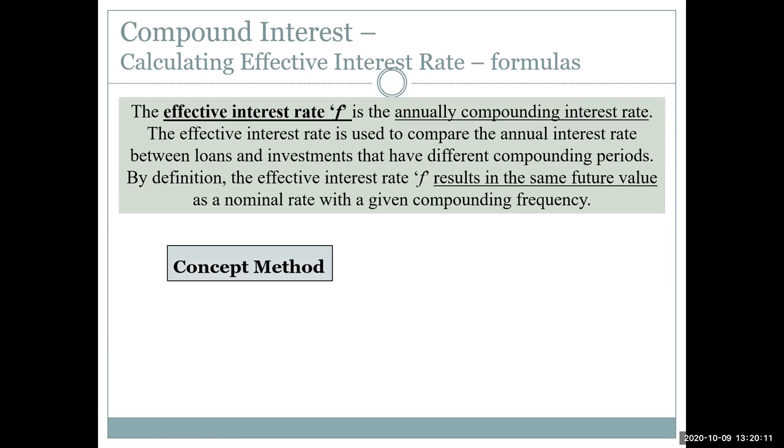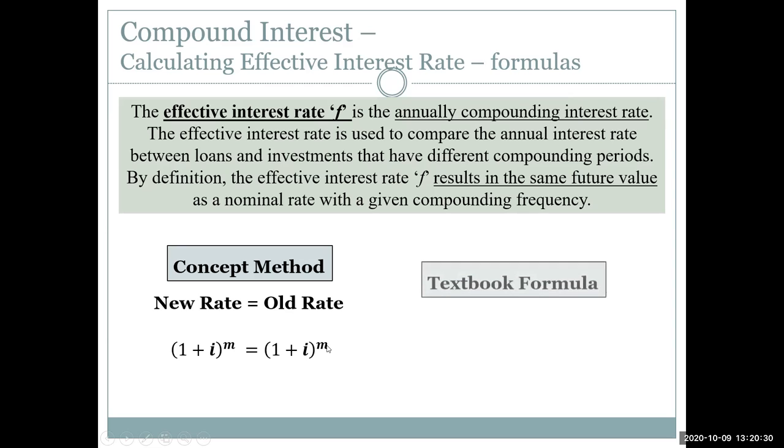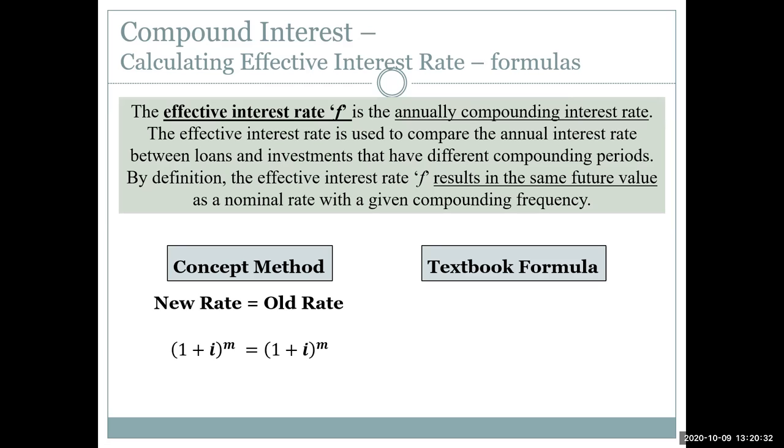Our first method is a conceptual method, and it says that our new rate has to be equivalent to our old rate. We can think of it like this: 1 plus the new periodic rate raised to its compounding period is equal to 1 plus the old periodic rate raised to its compounding period. We'll see some examples of that. There's also a textbook formula that you could use, with the symbol F. F is equal to 1 plus I to the M, minus 1. It's important to note that F is just a different way of writing J1. So the effective interest rate is just a J1.